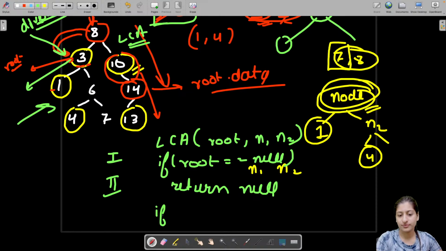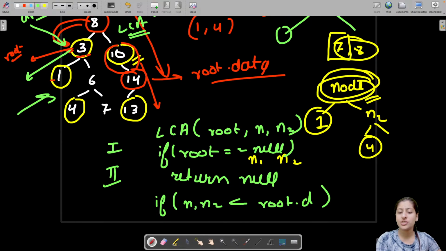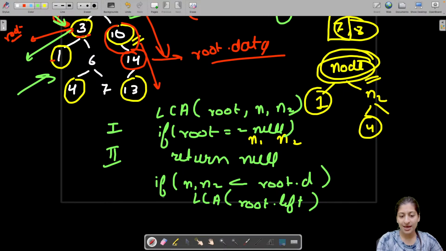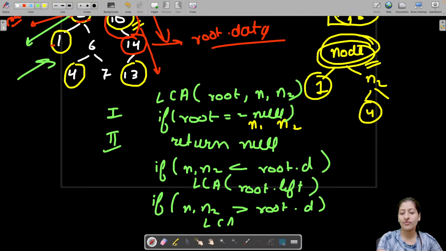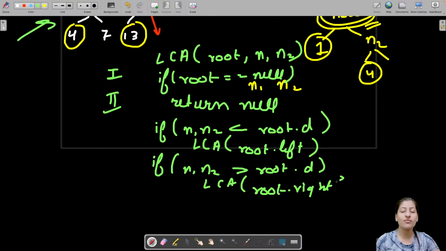So what are those? If n1 and n2 both are less than my root data, then you recursively go and check for LCA of root dot left by making a call to the left side of root. In the other case, if both n1 and n2 are greater than my root data, then you recursively make a call to the function for the right side of the root. And the moment I find root value being equal to one of n1 or n2, I'll return root.